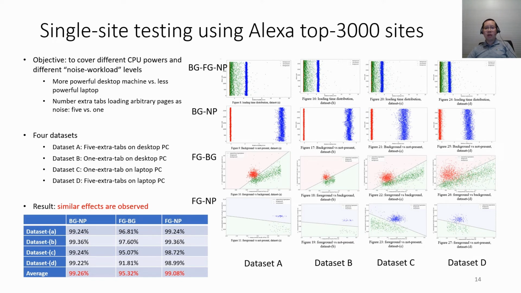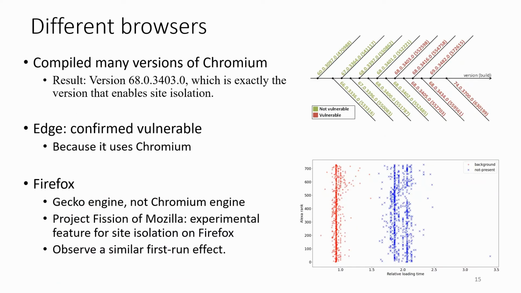We measure the pairwise differentiation rate, and these are the average results. They are pretty high. We compiled many versions of Chromium for testing. All the green versions are not vulnerable, and all the red versions are vulnerable. The first vulnerable version is this one, which is the version in 2018 that enabled site isolation.